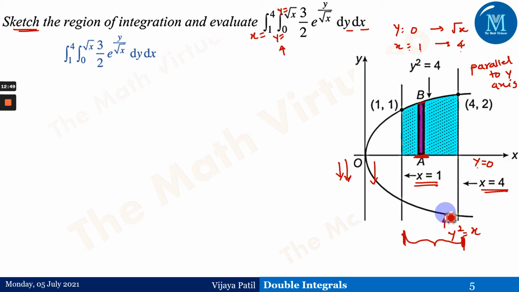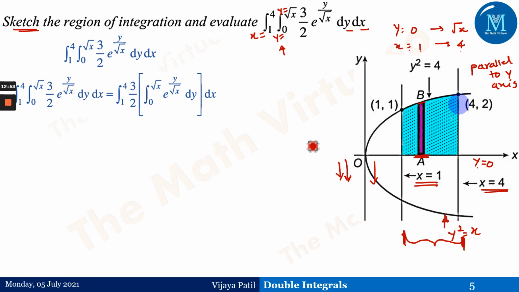So this is what we need to understand, how to trace the region, how to find the region, and then evaluate. And the evaluation part is very simple, because we do not have to do anything special with it, we have to just evaluate. Now this is 0 to square root of x for y, and therefore this 3 by 2 will be out from here, and we'll be just dealing with e to the power y upon square root of x with respect to y, which is 3 by 2 integration from 1 to 4, e to the power y upon square root of x, into 1 upon square root of x, from 0 to square root of x, dx.